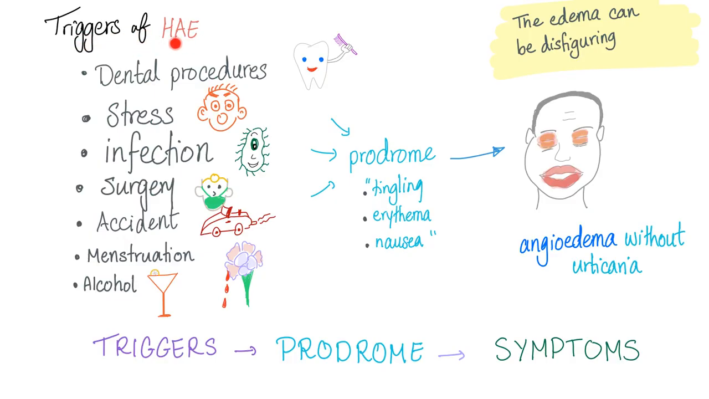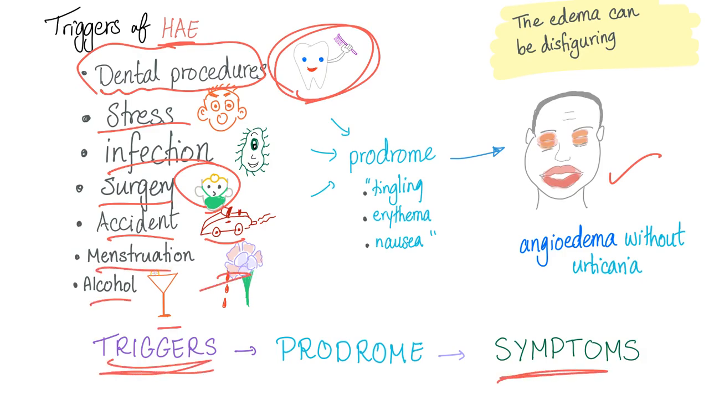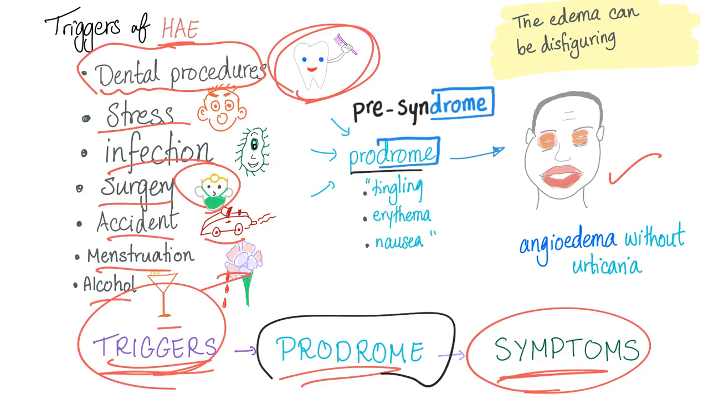There are some triggers to the symptoms of hereditary angioedema. Those triggers include, first and foremost, dental procedures. The trauma, not the local anesthetic, is gonna trigger the symptoms in this poor patient, as well as stress, infection, surgery, accidents, menstruation, as well as alcohol. They trigger the symptoms. Between the triggers and the symptoms, sometimes, not always, there is a prodrome. The prodrome is just pre-symptoms of tingling, erythema, and nausea.